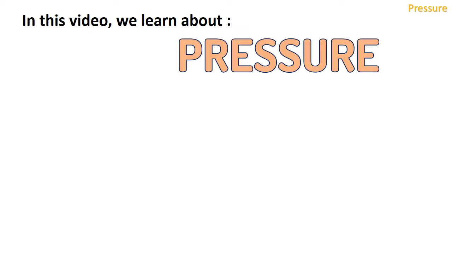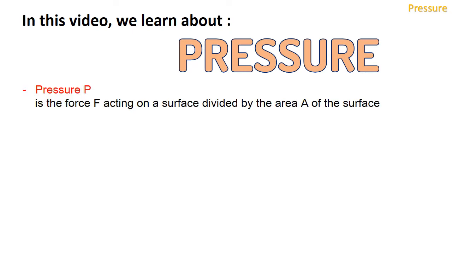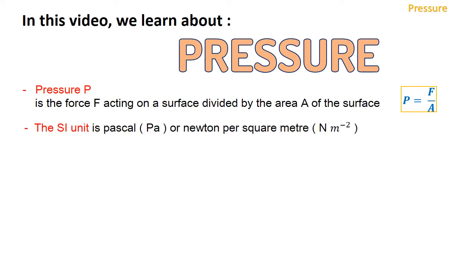In this video, we learn about pressure. Pressure P is the force F acting on a surface divided by the area A of the surface. P equals F by A. The SI unit is Pascal, Pa, or Newton per square meter.